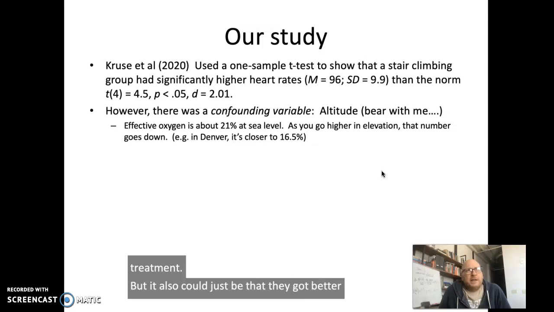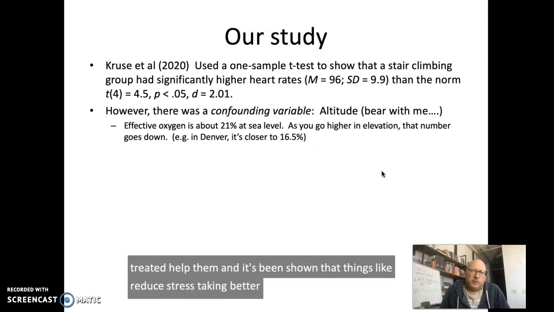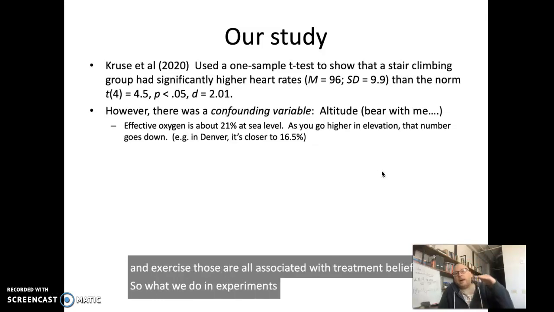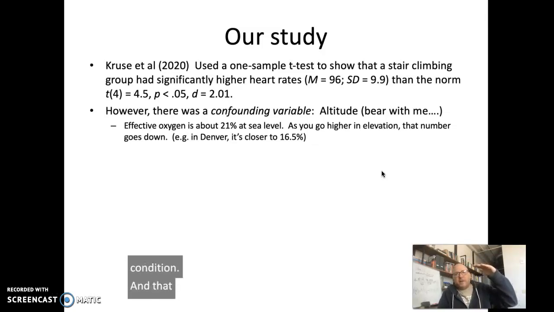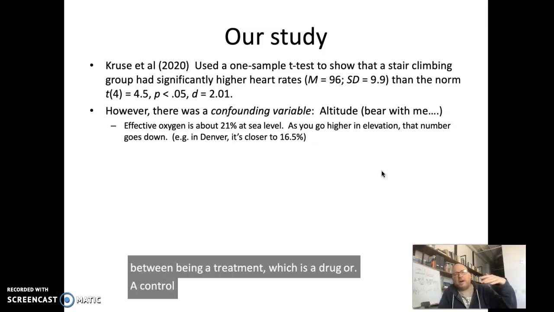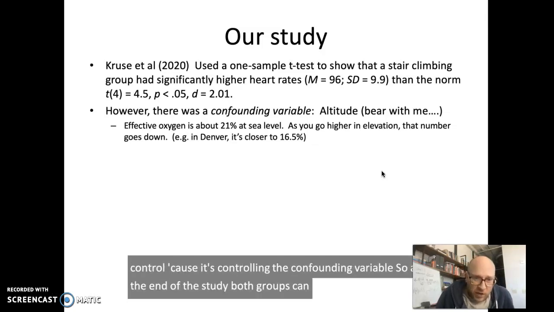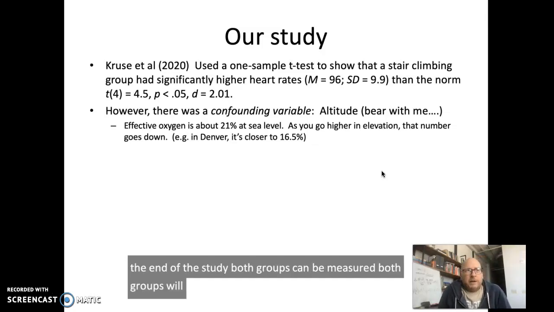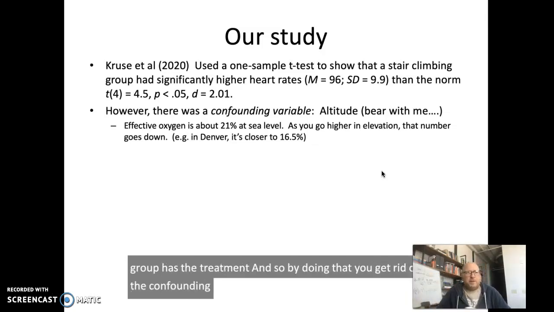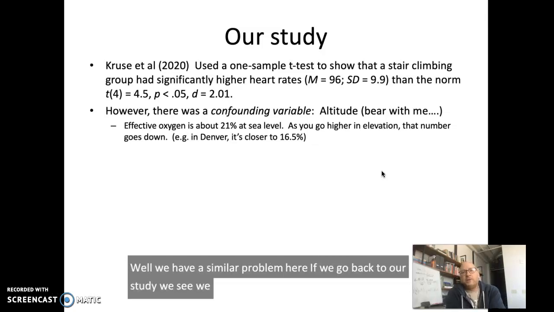It turns out that at sea level, effective oxygen is about 21%. That has to do with the amount of oxygen that you are able to breathe and use in your environment. Now, as one goes higher up, that value goes down. So I looked at Denver, for example, and rather than being 21%, it's all the way down to 16.5, which means you have to work harder to get the same amount of oxygen in your blood. So we can't rule out the fact that the stair climber groups in our class had a higher mean than the population because of the change in altitude, unless we do a true experiment.